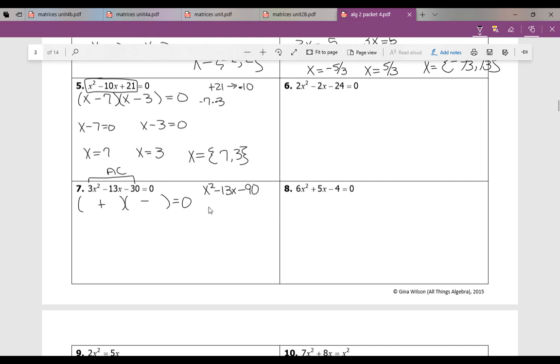$18 and 5. So that would be, you said 18 times 5 gives you 90. Which one would have to be negative so that I get the negative 13? The 18. So negative 18, positive 5. What do I do from this point? I'm still trying to get it factored. What do I do? Divide by 3.